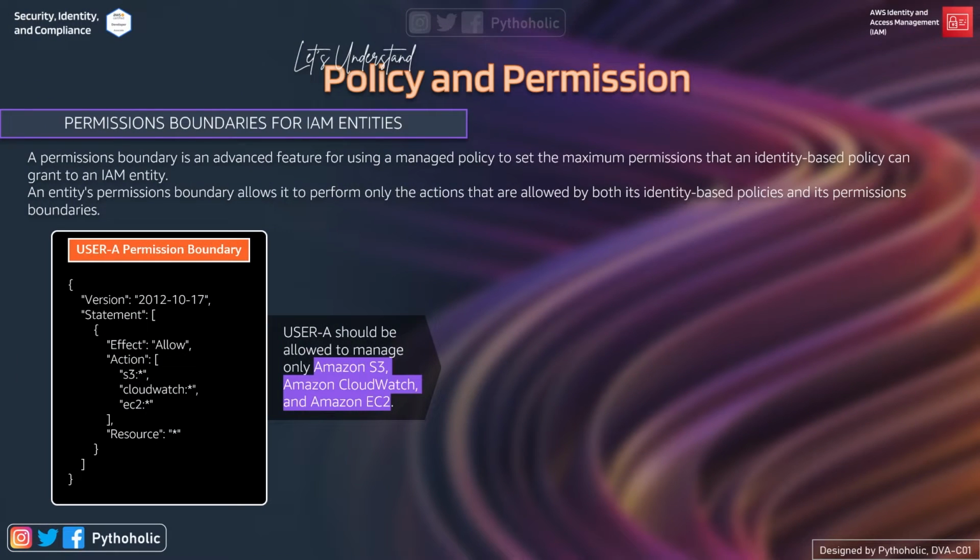Now let's understand permission boundaries in a way that you can relate with. By now, we already know that a permission boundary is a feature of AWS for using a managed policy. Remember that it's a managed policy to set the maximum permission that an identity-based policy can grant to an IAM identity. It's a bit confusing, but keep this point in mind. It is going to set a maximum permission, but it does not on its own grant permissions. Okay, it is going to set the permissions, but on its own, it is not going to grant permissions.